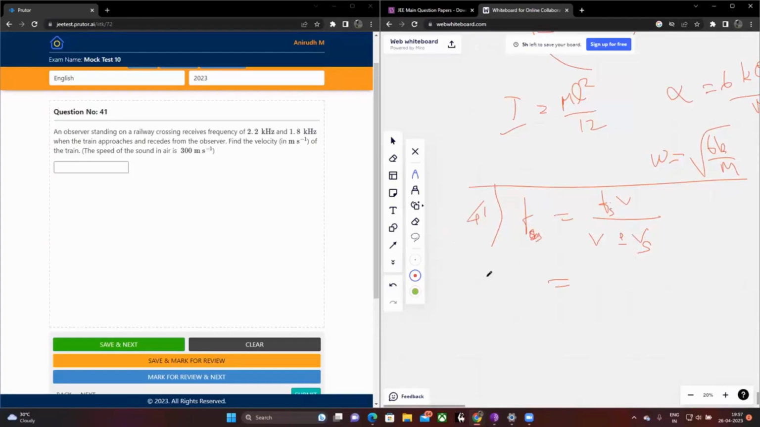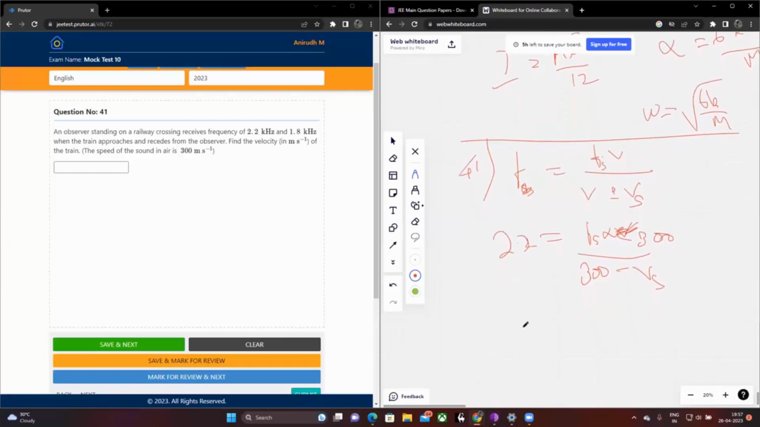This is your source, and so you have 2.2 kilohertz equal to f source into velocity of sound 300, divided by 300 minus Vs, and 1.8 is equal to f source into 300 divided by 300 plus Vs.